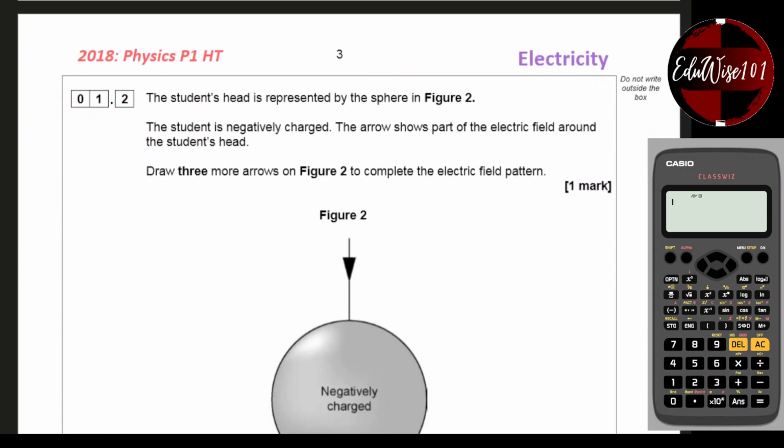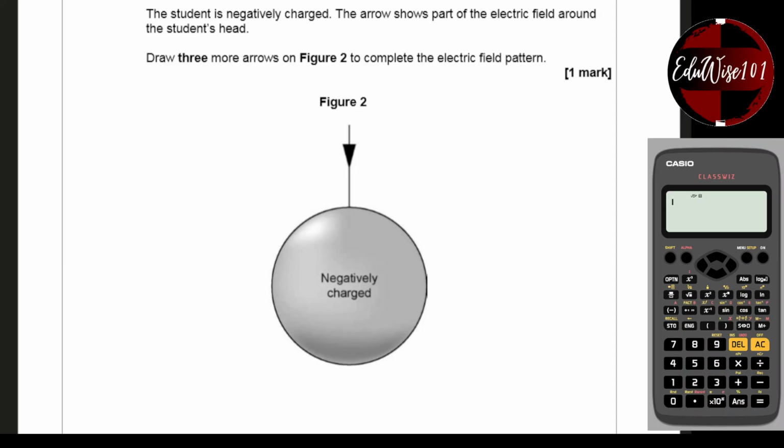Question 1.2, the student's head is represented by the sphere in figure 2. The student is negatively charged. The arrow shows part of the electric field around the student's head. Draw 3 more arrows on figure 2 to complete the electric field pattern. Now, you can see there's one arrow which is pointing towards the negative charge. Remember, for an electric field, similar to gravitational fields, it has a direction, so it's from positive towards the negative. That's why the arrow is pointing towards the negative charge.